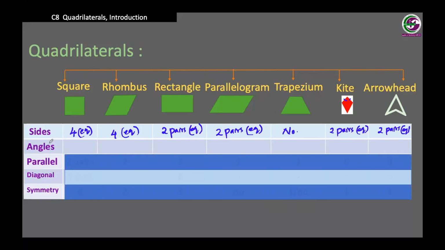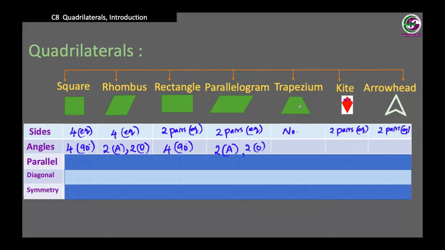Regarding the angles, in a square, all of them are equal to 90 degrees. So four 90-degree angles. In a rhombus, are all the angles equal? No. We have two acute angles and two obtuse angles. In a rectangle, four angles are equal to 90 degrees. Again, the parallelogram, we have two acute angles and two obtuse angles.